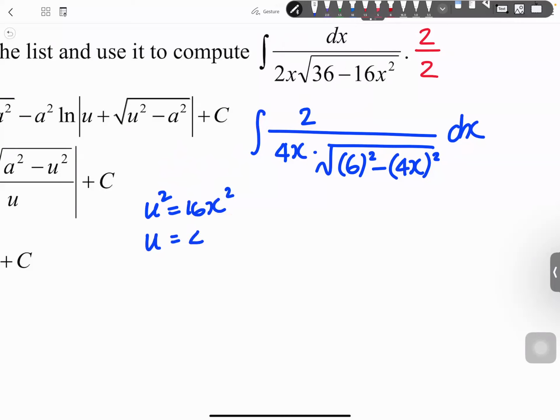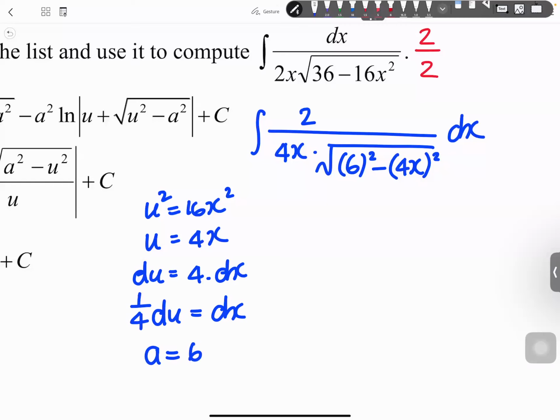So u is equal to 4x. So we have to find the differential. That makes du equal to 4 times dx. Or in other words, 1 over 4 du is equal to dx. Also in this problem, I'm going to let a be equal to 6. Or of course, a squared is equal to 36, however you want to view that.